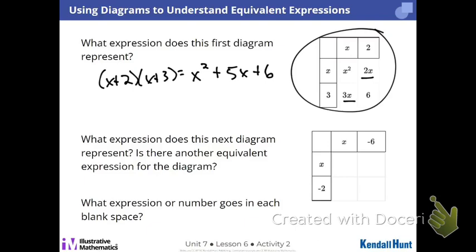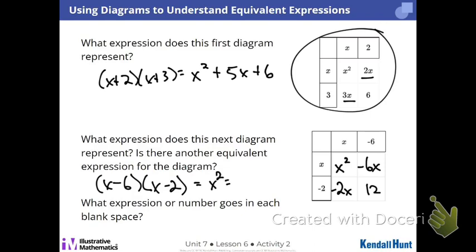It's right there. Okay? So, if we have our binomial x minus 6 times x minus 2, you guys are going to help me fill out the diagram. X times x? X squared. X times negative 6? Negative 6x. Negative 2 times x? And then negative 2 times negative 6? 12. And we've done this before, right? X squared minus 8x plus 12 is equivalent to the factor form.